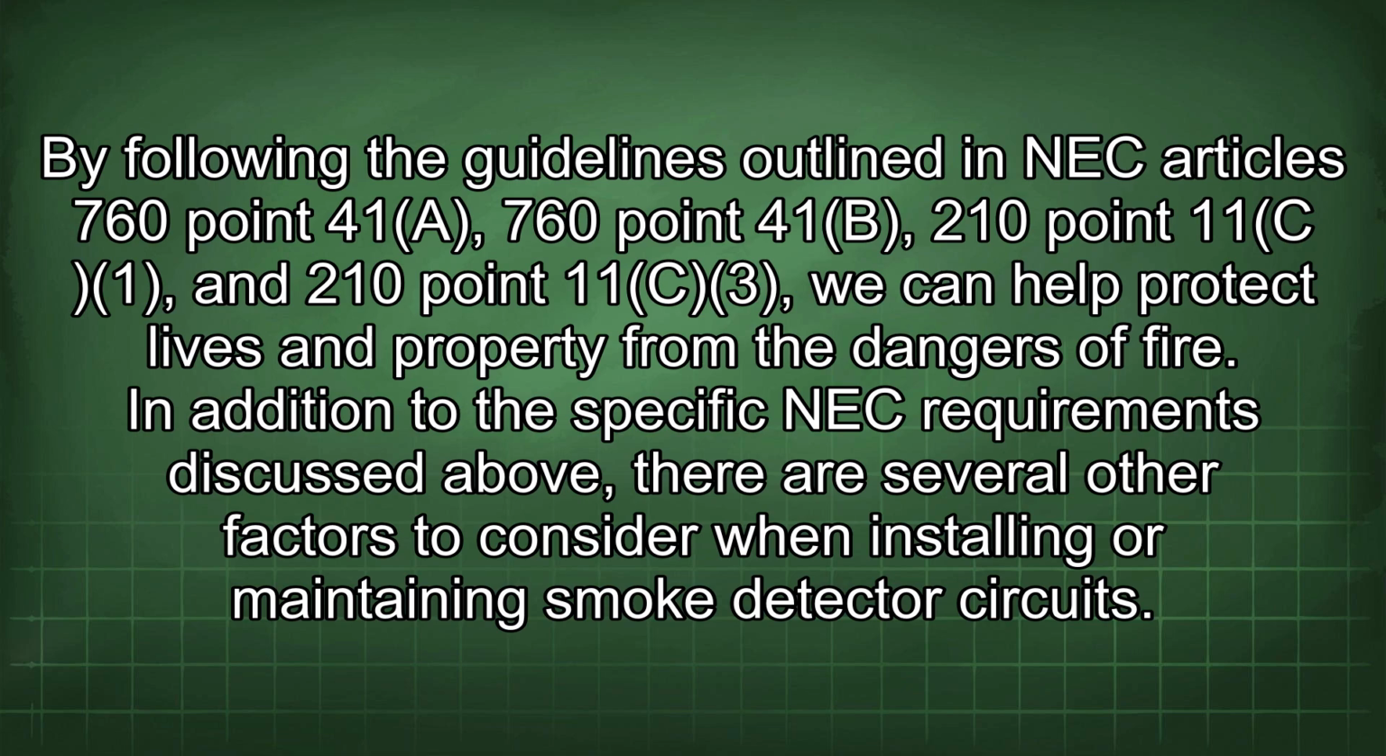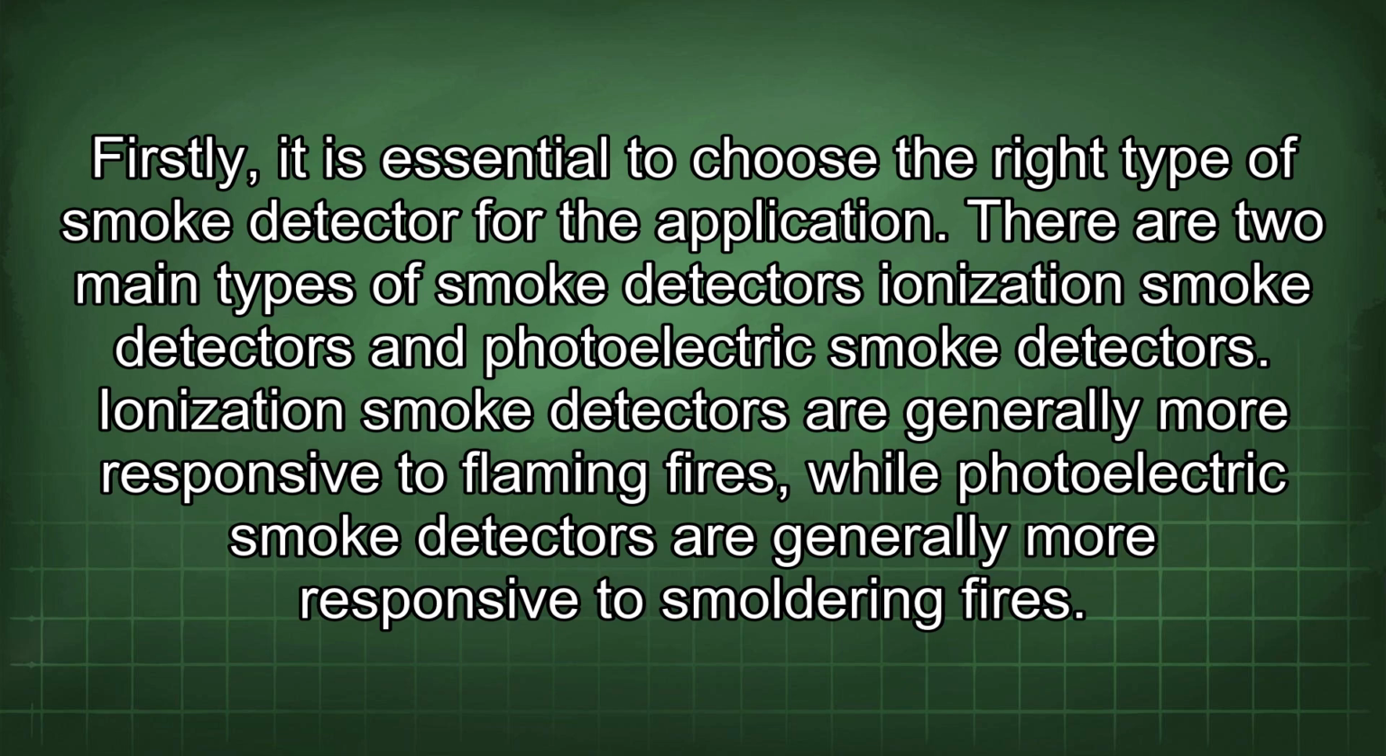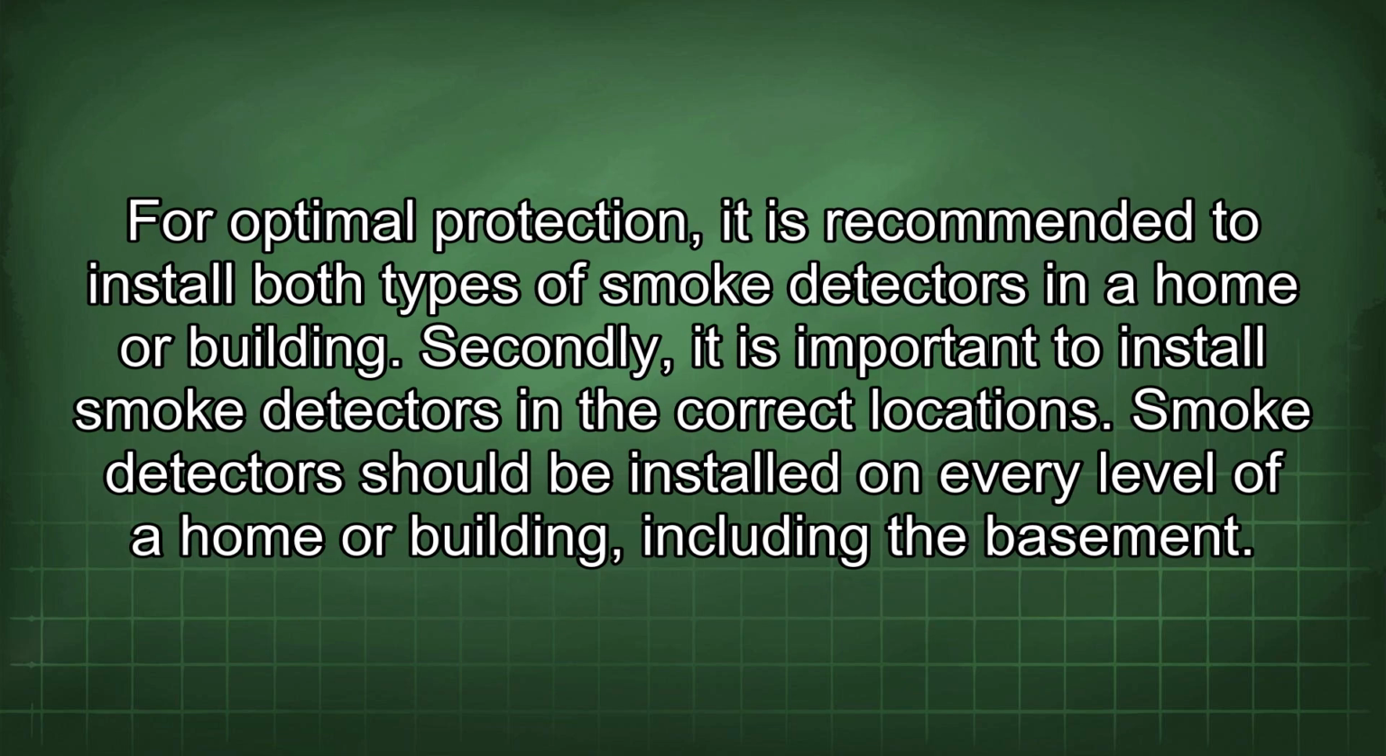In addition to the specific NEC requirements discussed above, there are several other factors to consider when installing or maintaining smoke detector circuits. Firstly, it is essential to choose the right type of smoke detector for the application. There are 2 main types of smoke detectors: ionization smoke detectors and photoelectric smoke detectors. Ionization smoke detectors are generally more responsive to flaming fires, while photoelectric smoke detectors are generally more responsive to smoldering fires. For optimal protection, it is recommended to install both types of smoke detectors in a home or building.